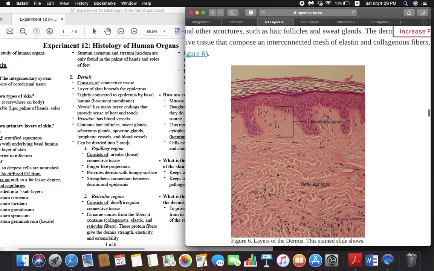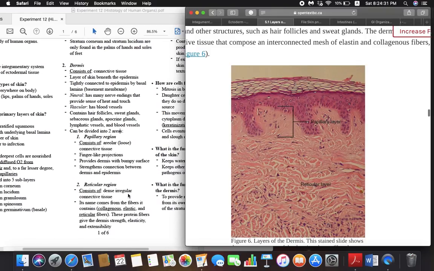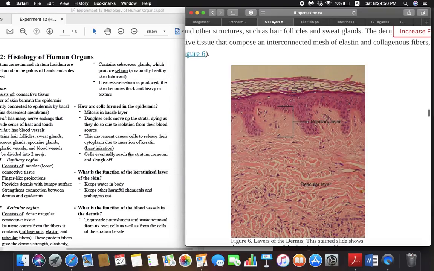The reticular region consists of dense, irregular connective tissue. As we can see here, this is the reticular region. Its name comes from the fibers it contains. It's called reticular because it contains collagenous, elastic, and reticular fibers. These protein fibers give the dermis strength, elasticity, as well as extensibility.